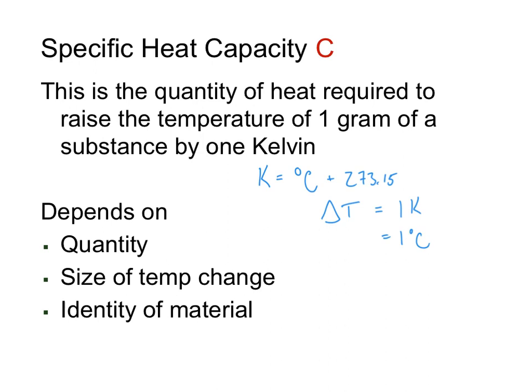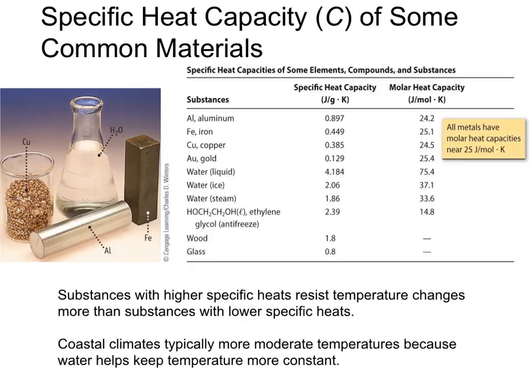Now back to specific heat capacity. The specific heat capacity is a property that does depend on the amount of the substance we have, the size of our temperature change, and also the identity of the material. Here we see a chart of the specific heat capacity of some fairly common materials. Since specific heat capacity is the amount of energy required in order to change the temperature of a substance, what that means is that substances with a higher specific heat capacity resist temperature changes more so than substances with lower specific heats.